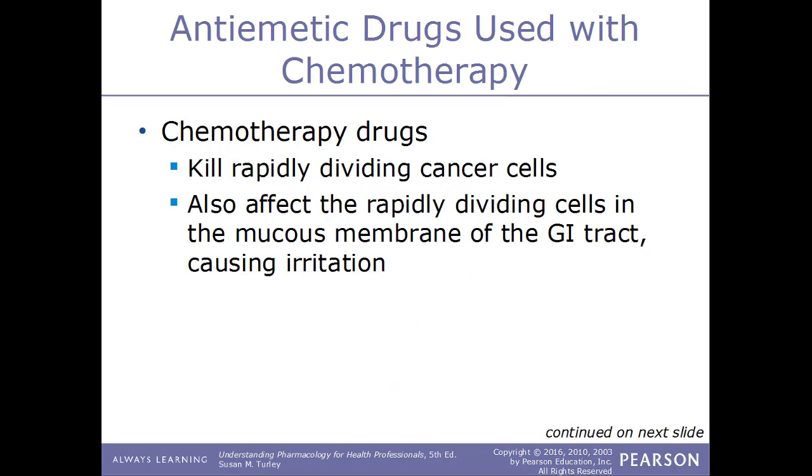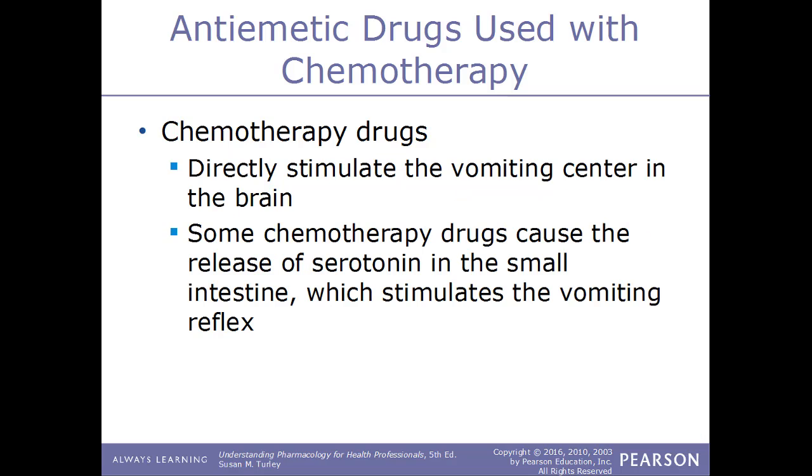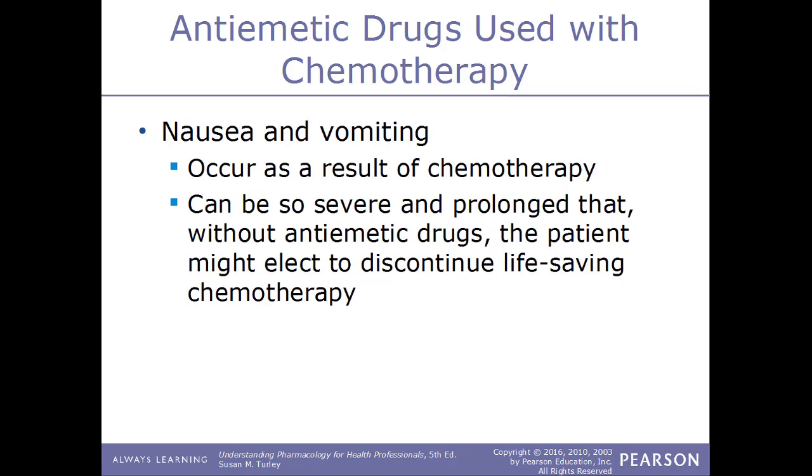I will now talk about antiemetic drugs that are used with chemotherapy. Chemotherapy drugs, like we mentioned before, will kill rapidly dividing cancer cells, but they also affect the normal cells of the gastrointestinal tract that divide rapidly, and this will cause irritation. Chemotherapy drugs will stimulate the vomiting center within the brain, and some chemotherapy drugs will cause the release of serotonin in the small intestine, which will stimulate the vomiting reflex. So nausea and vomiting occur as a result of chemotherapy. It's a very common side effect of chemotherapy drugs.